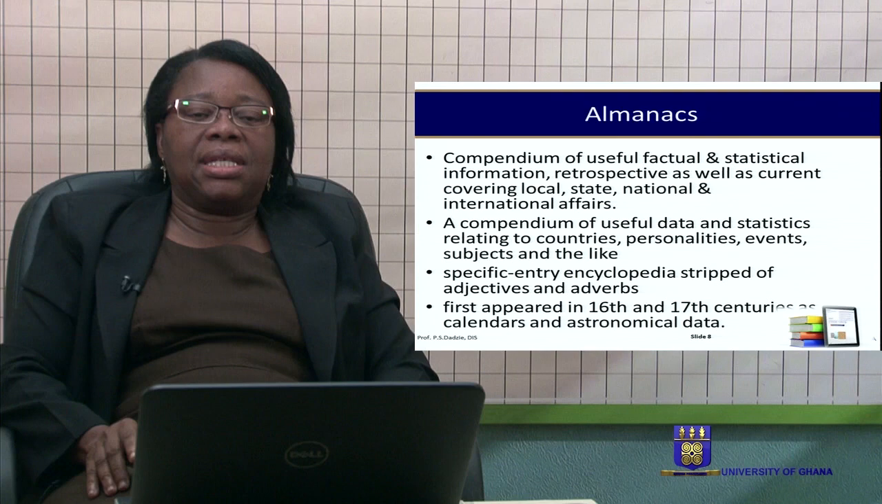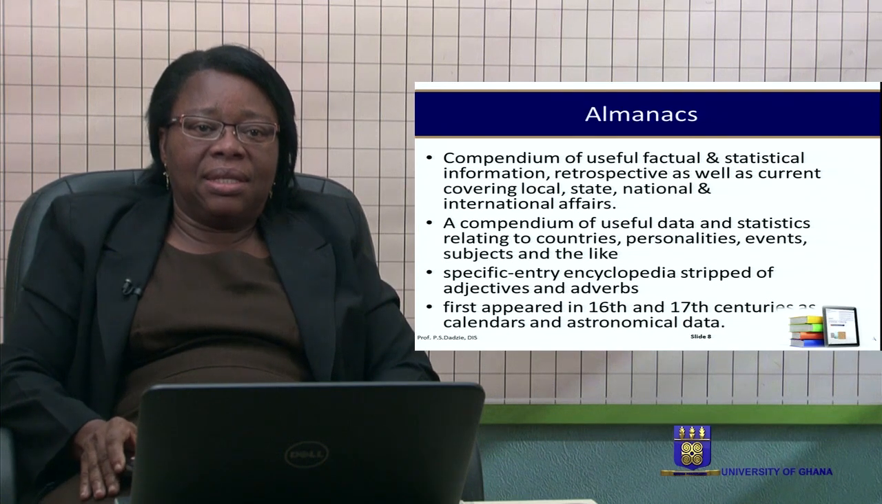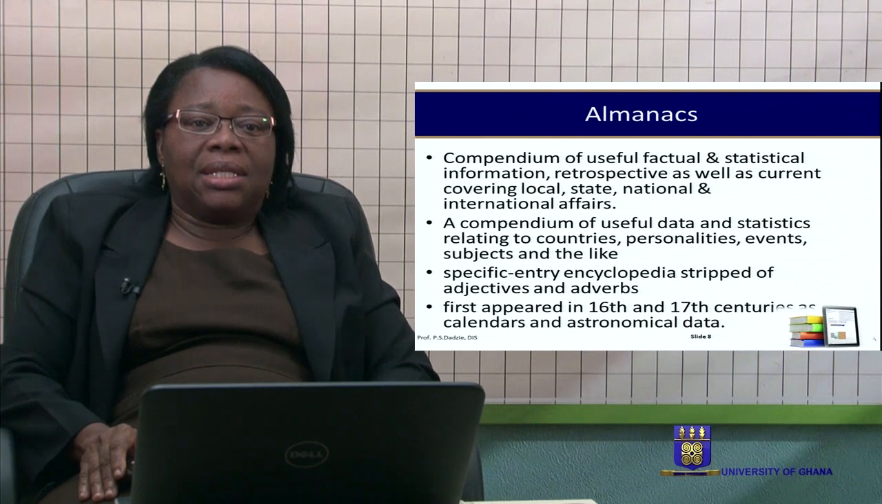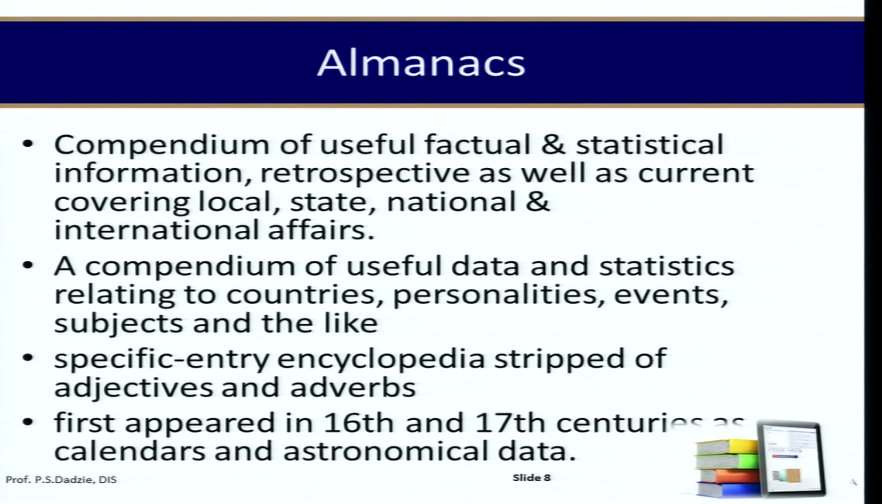So let's look at the first fact source, almanacs. What are almanacs? They are a compendium. Compendium refers to a summary. So an almanac is a summary of useful factual and statistical information. They contain retrospective information as well as current information. And they have a whole lot of information in almanacs.